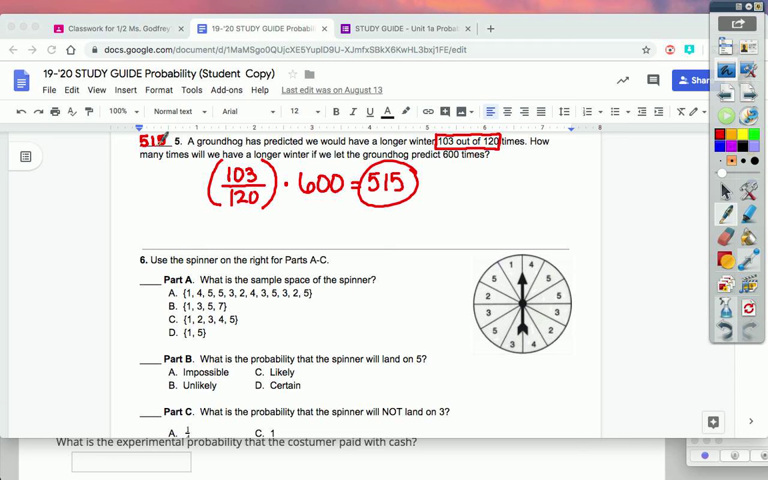Any questions here? Are you writing what I'm writing down? Okay, moving along.